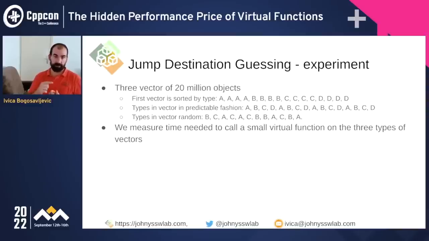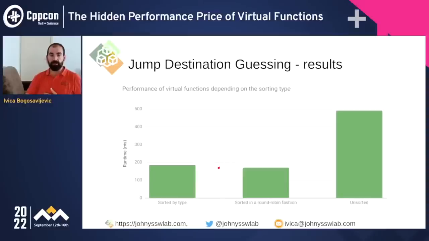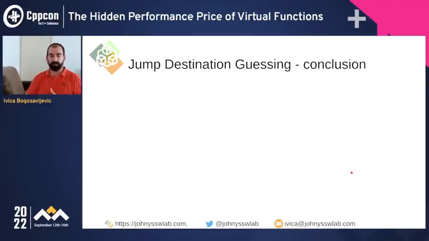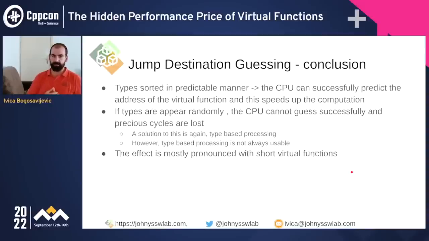So we have type 1, type 2, and type 3. If they're sorted by type, or sorted in round robin fashion, in a predictable fashion, the runtime is a bit less than 200 milliseconds. But if the types are not sorted, the runtime is almost 500 milliseconds. So it's almost 2.5 times slower. This is a very, very interesting observation. So what happened here?